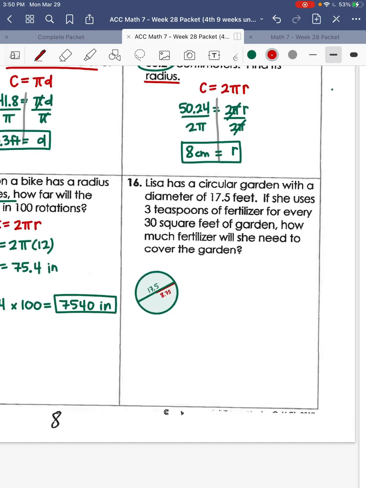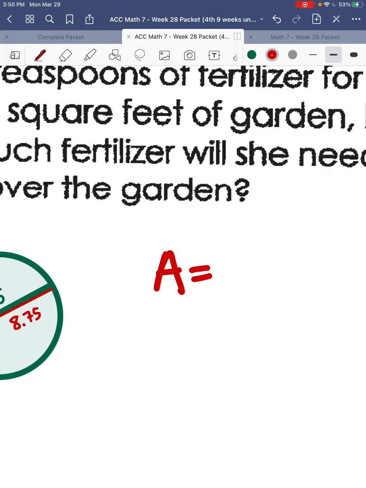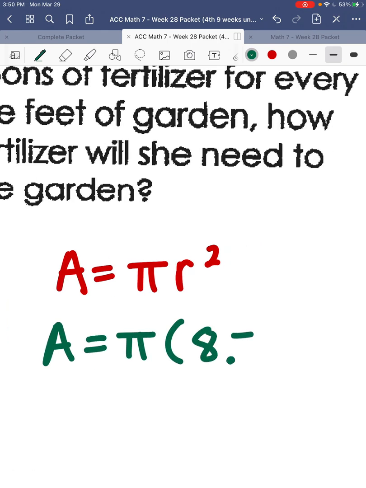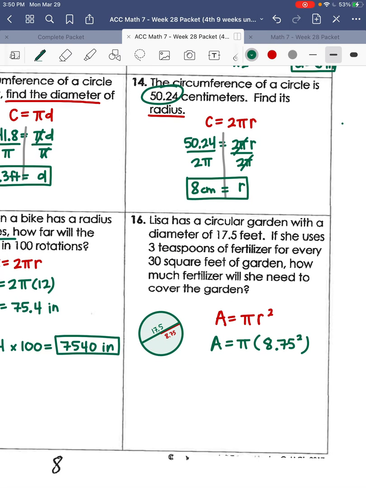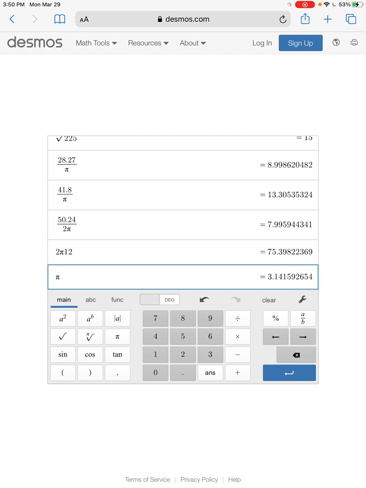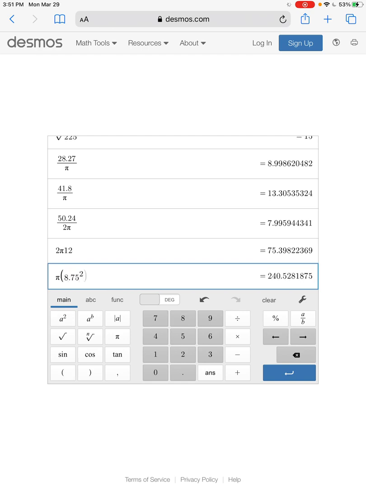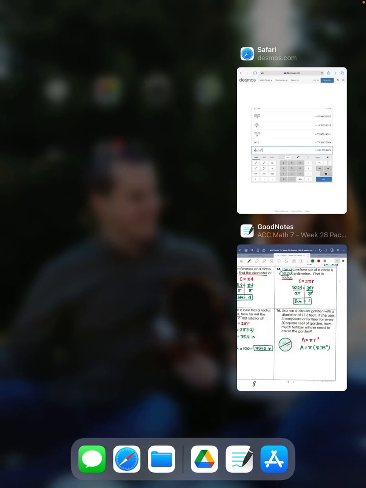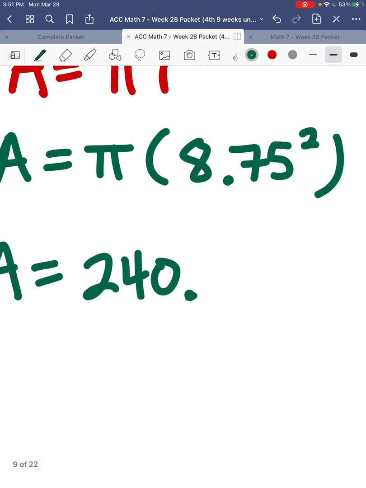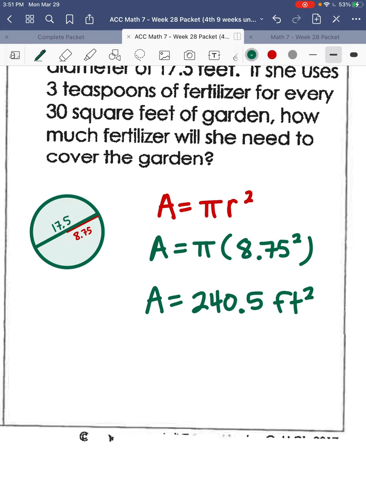So remember our formula for area of a circle. Area is pi times the radius squared. So area is pi times 8.75 squared. Well, let's go put that in our calculator and figure out what the area is. So pi times 8.75 squared, we get 240.52. So 240.5 feet is our area. Okay, so we found the area of our garden, 240.5 feet squared.